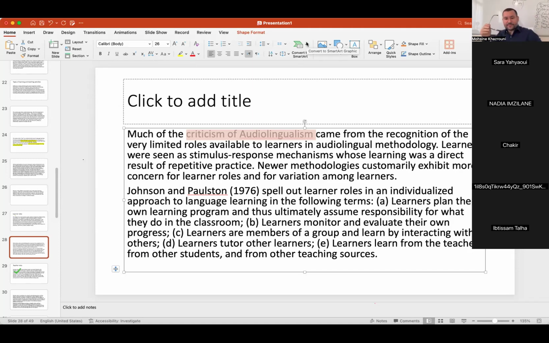And also in higher education, for example, as students of the university, I guess we can manage to do this. We can tutor other learners. But when it comes to children, I don't think so. And also secondary and middle school, it's the same thing. So in higher education we can apply learners tutoring other learners. This is what I think.